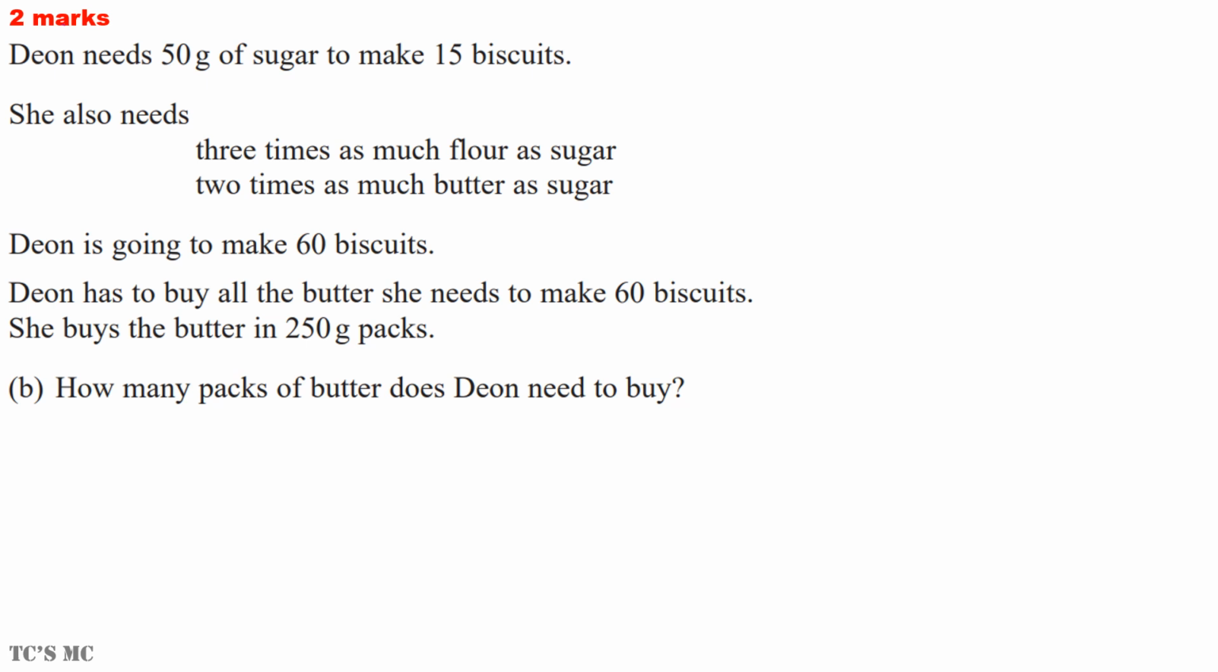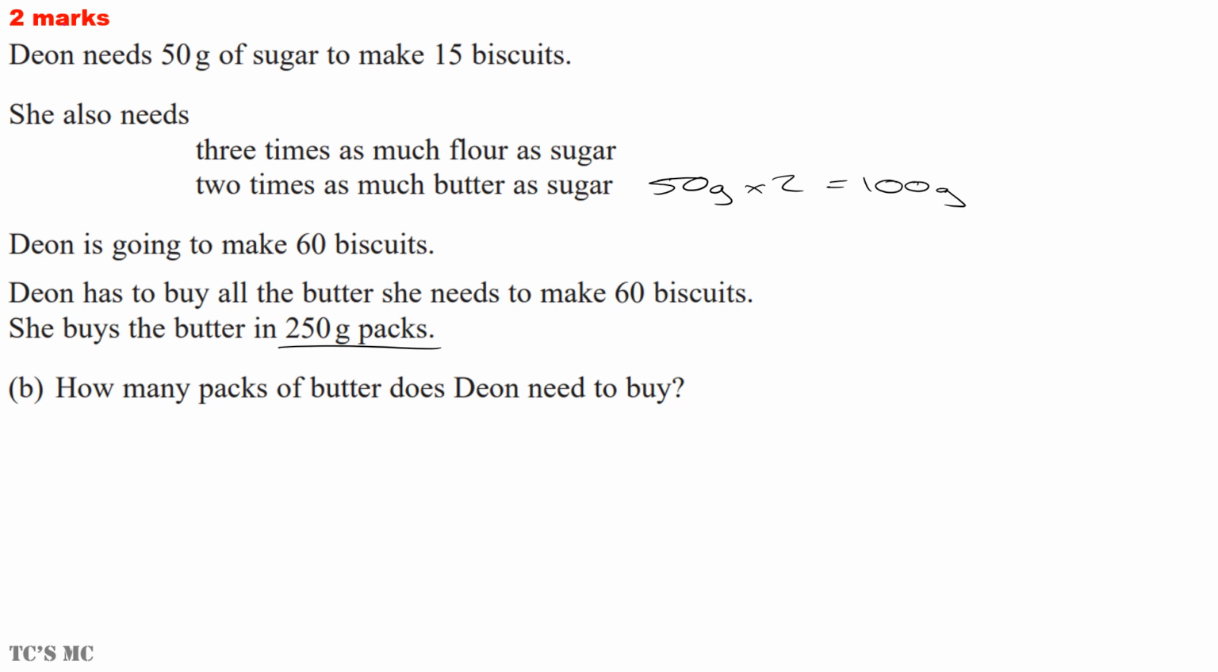The question goes on to say, Dion has to buy all the butter she needs to make 60 biscuits. She buys the butter in 250-gram packs. How many packs of butter does Dion need to buy? So we need to work out how much butter she needs for the 15 biscuits. So it was 50 grams of sugar, and she needs 2 times as much. So multiply that by 2, and that's 100 grams.